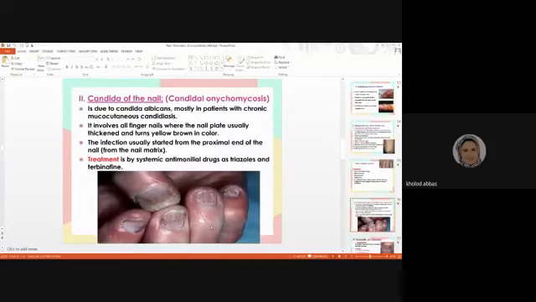Candidal nail infection is due to Candida albicans, mostly in patients with chronic mucocutaneous candidiasis. It could involve all the fingernails, where the nail plate is usually thickened and has a yellowish brown discoloration. The infection usually starts from the proximal end of the nail, from the nail matrix, in mucocutaneous candidiasis. Treatment is by systemic antifungal drugs such as triazoles and terbinafine.